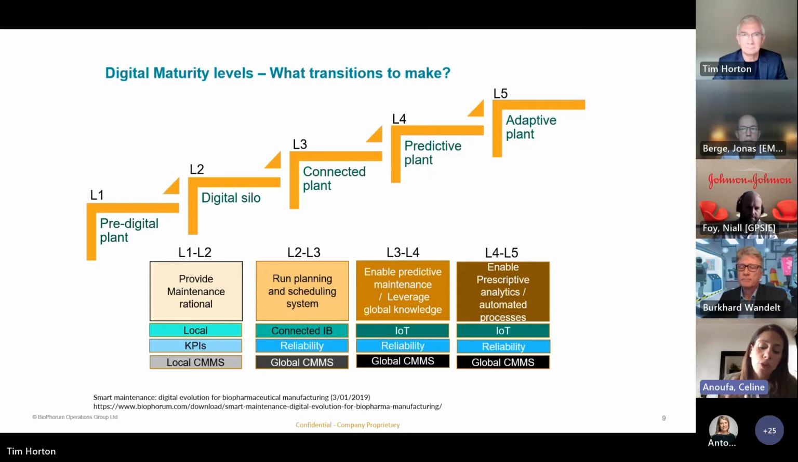And finally, and I'm going to repeat that again, to move to condition-based and predictive maintenance, we will need to be open to cloud-based connectivity, IoT, and start developing a data lake together between OEMs and pharma companies. And that's what Burkhard, Jonas, and Niall will explain in greater detail today. Thank you.